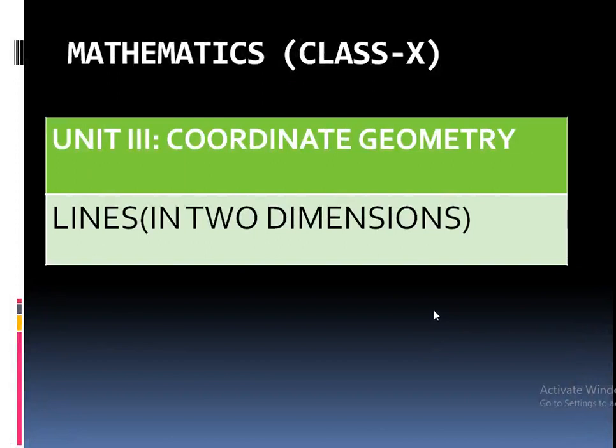Next, unit 3, coordinate geometry. In this unit there is only one chapter, lines in two dimensions. In this chapter we have concept of coordinate geometry, graphs of linear equations, distance formula, section formula, area of a triangle.